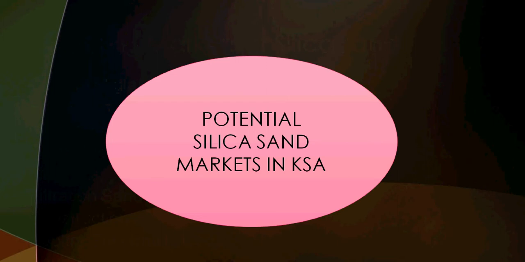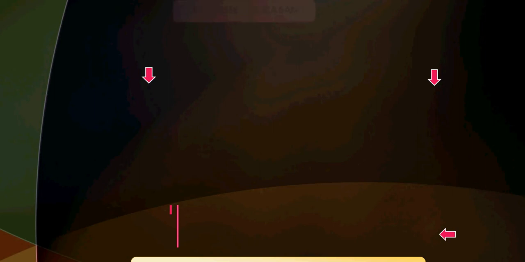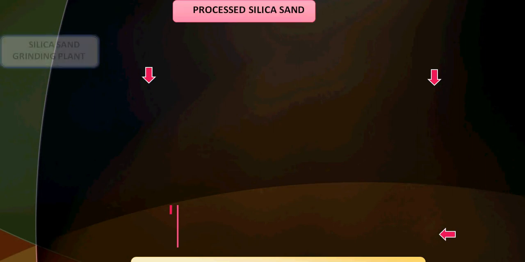Let's see what are the potential silica sand markets in Saudi Arabia. So we have seen what the existing markets are. Now we will discuss the potential markets of silica sand. Okay, first of all, we need the processing. Without processing, silica sand is nothing. It is used after just dry screening in some applications. But you can fetch a good price when the silica sand is processed by wet processing.